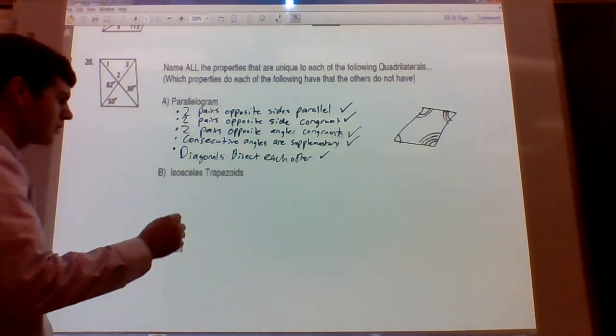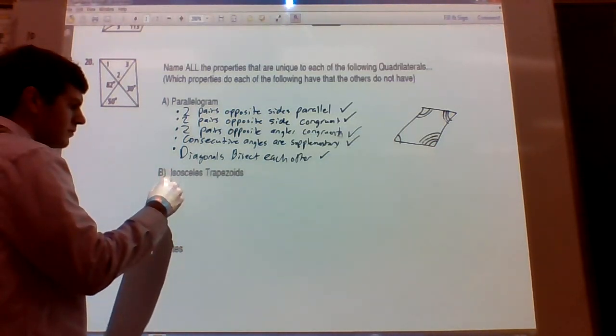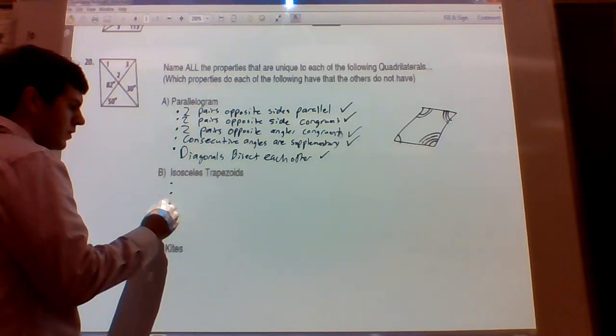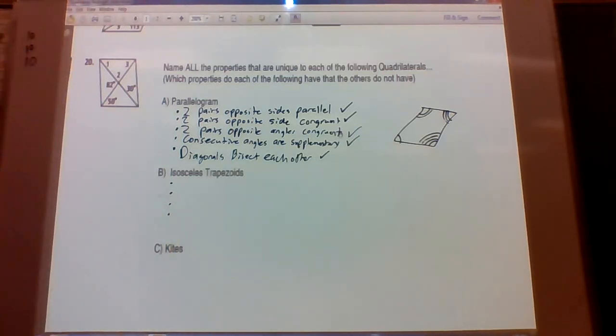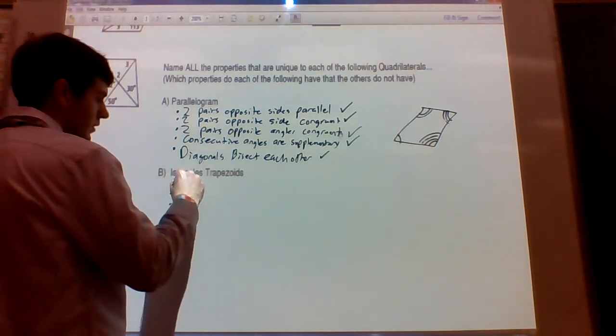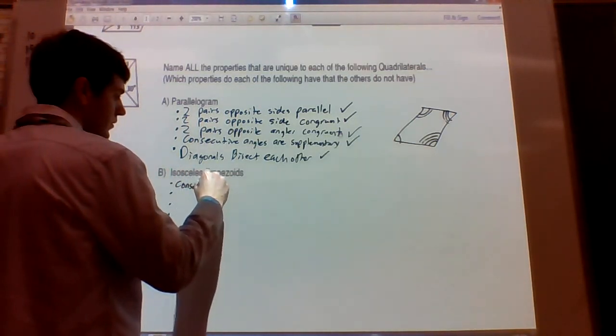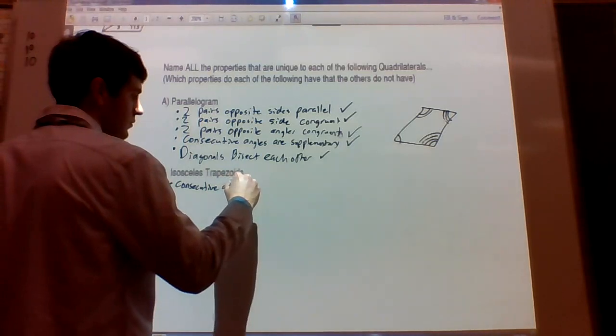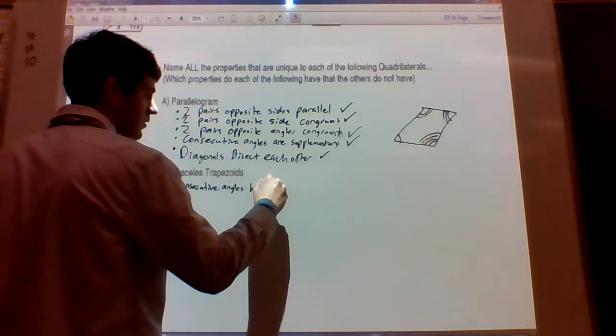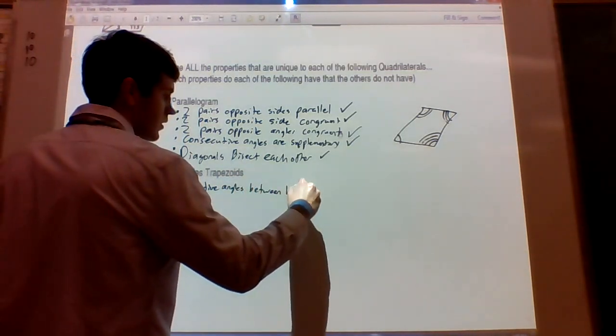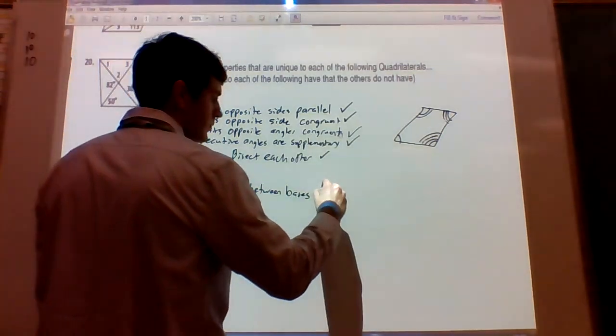For isosceles trapezoid, see if we can remember all of the properties that we have here. So we know that the consecutive angles between the bases, consecutive angles between bases are supplementary.